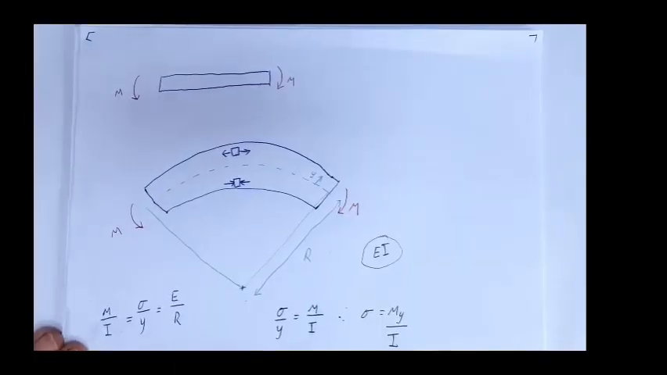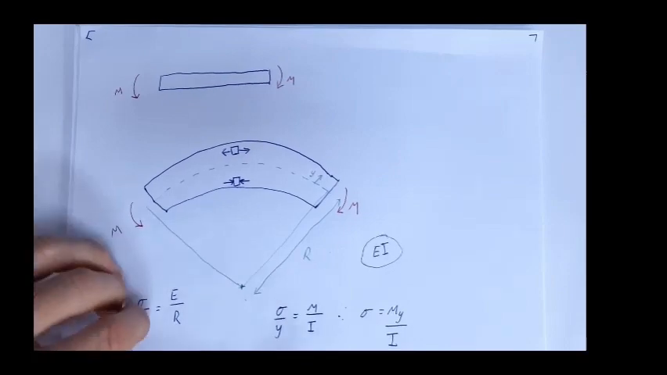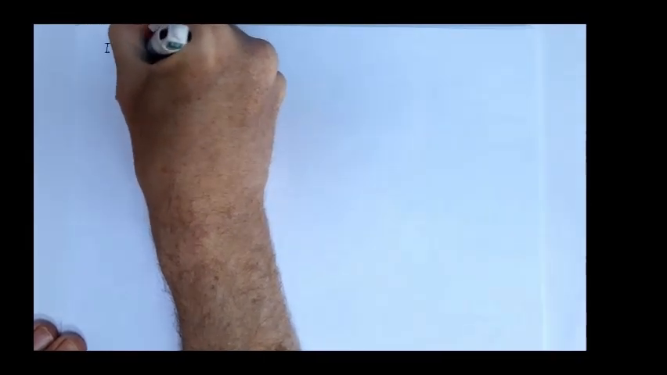So clearly, if we're going to use the simple theory of elastic bending, we need to be able to calculate I for various sections, the second moment of area for various sections. So let's now have a look at that. Let's understand how we can calculate I for various sections. So the definition of I equals the integral of y squared dA.